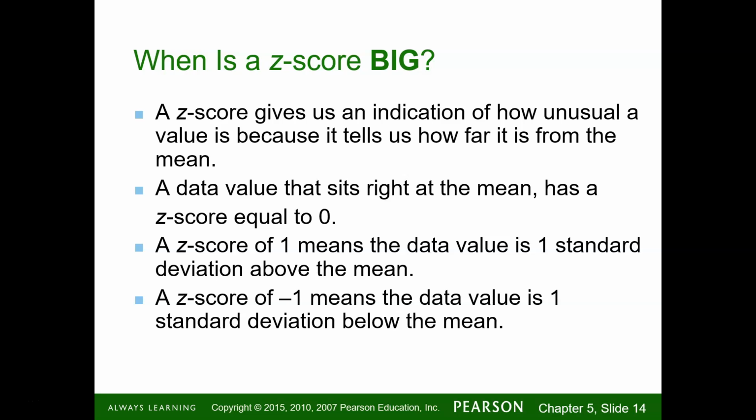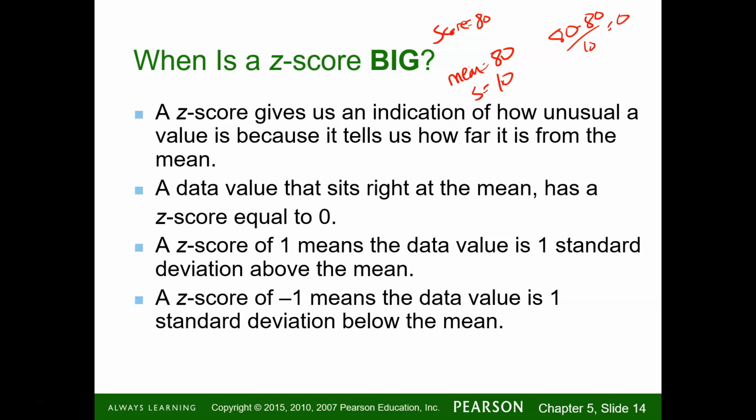So when is a z-score big? Just think about it. Remember how I said on that test, the mean was an 80, and the standard deviation was 10. A data value that sits right at the mean would have a z-score equal to 0, right? Because remember, if it was 80, it'd be 80 minus 80 over 10 equals 0, if my score was equal to 80.